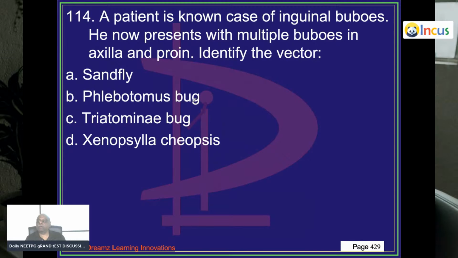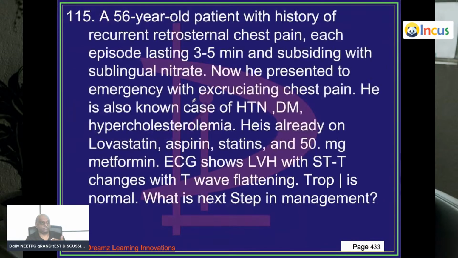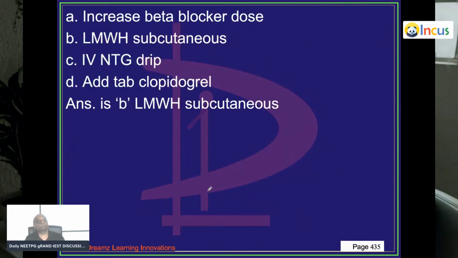Patient with inguinal buboes, multiple buboes, what is the vector? Bubonic plague, Xenopsylla cheopis. 56-year-old, recurrent retrosternal chest pain. ECG shows LVH with ST-T changes with T-wave flattening. What is the next step?